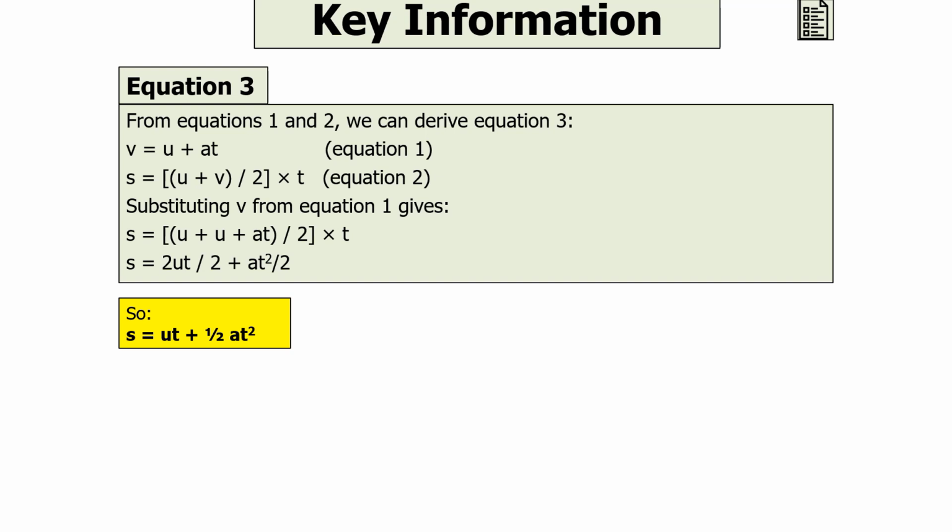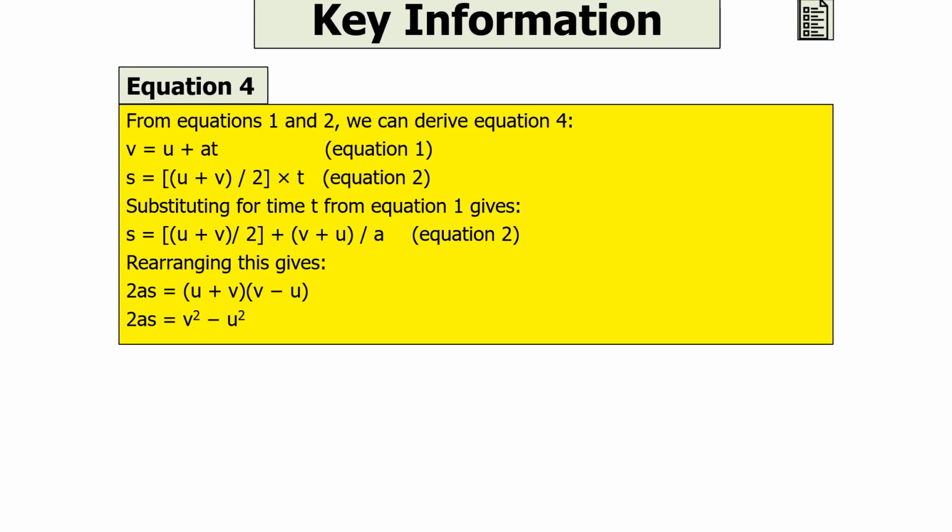Now from equations 1 and 2 we can then derive equation 4. So again we have v equals u plus at and s equals u plus v over 2 times t.